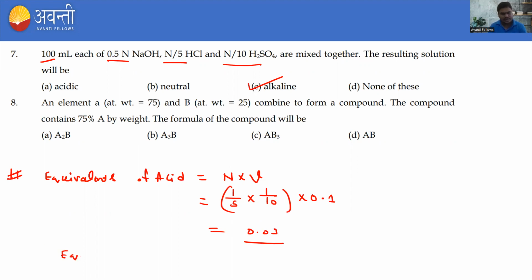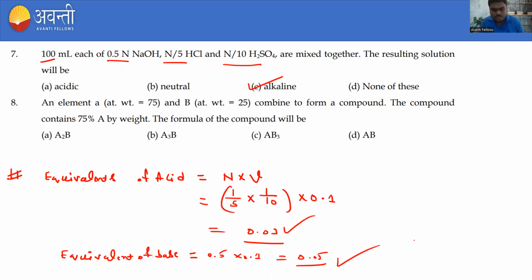Similarly, the equivalent of base comes out to be 0.5 into 0.1, that is 0.05. So this is the equivalent of base. As the equivalent of base is more as compared to the equivalent of acid, we can say that the solution is alkaline in nature, right? I hope you understand.